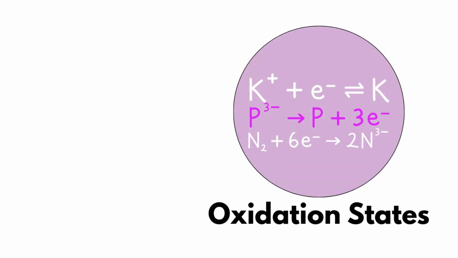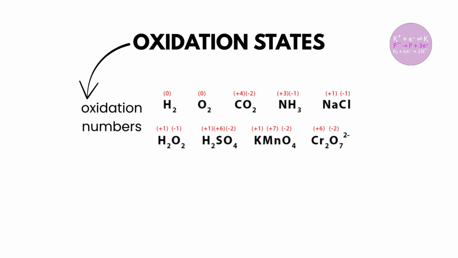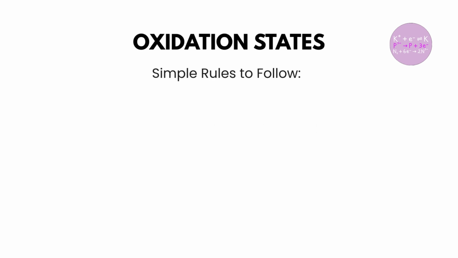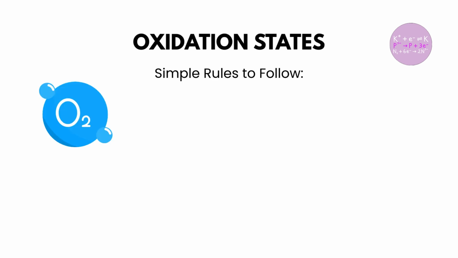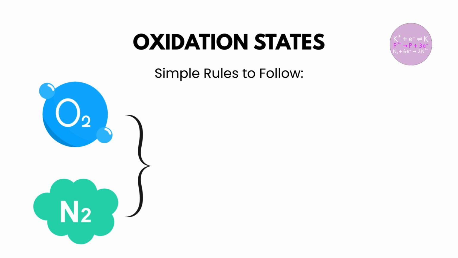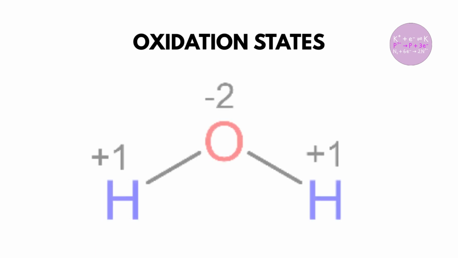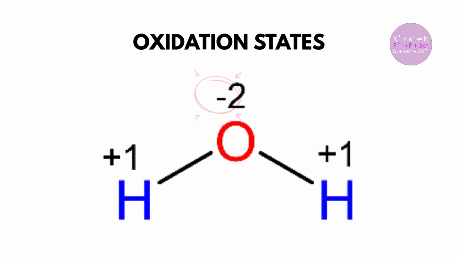Oxidation states, also called oxidation numbers, are a way to assign charges to atoms so we can track electron flow in a reaction. There are simple rules to follow. An element in its standard state, like O2 or N2, has an oxidation state of 0. The sum of all oxidation states in a neutral compound must equal 0. Oxygen usually has an oxidation state of -2, and hydrogen usually has +1.